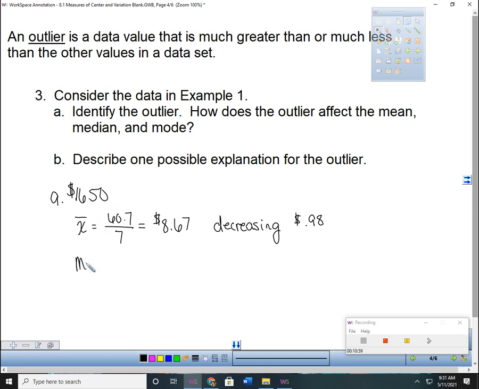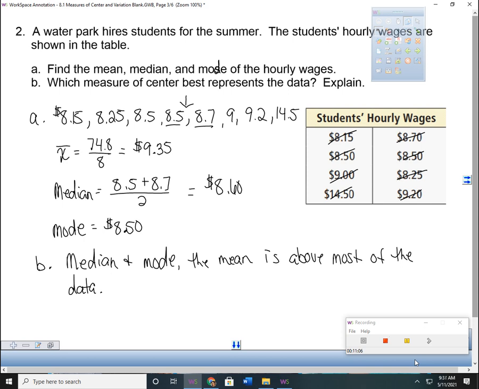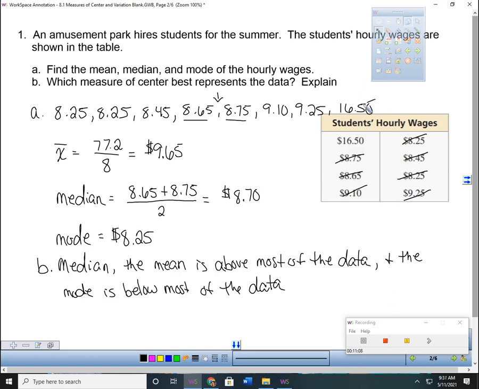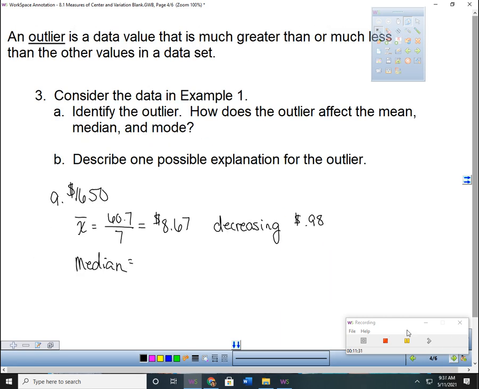Let's talk about the median. The median is in the middle, right? Well, now that we have 7 terms, if we take this term out, the middle is now the 8.65. Because think about it, I'd still go 4 in. 1, 2, 3, 4. And from this side, 1, 2, 3, 4. So this is the center, because I have 3 on this side and 3 on that side. So 8.65 is now my median.